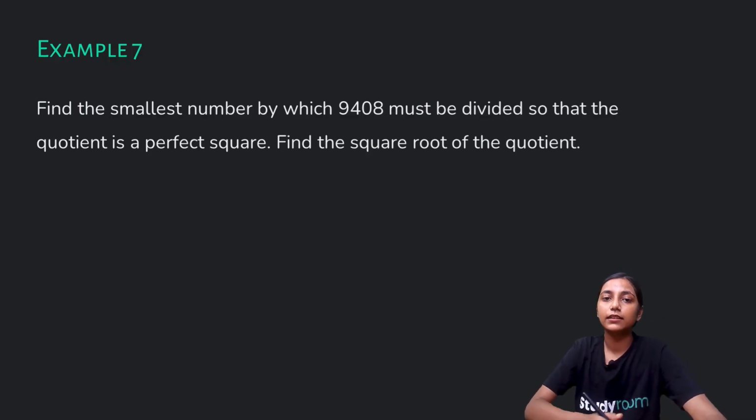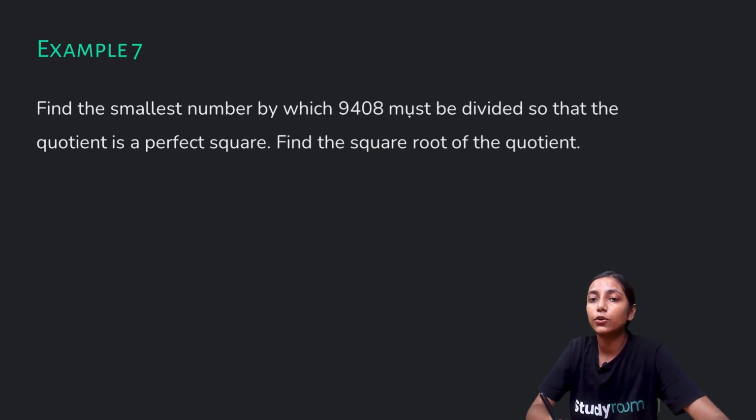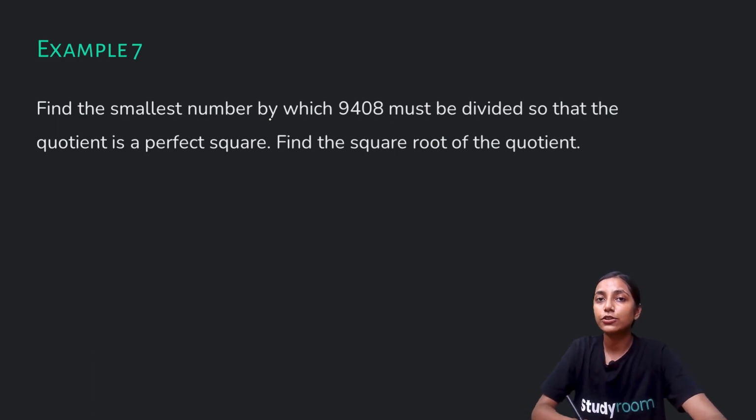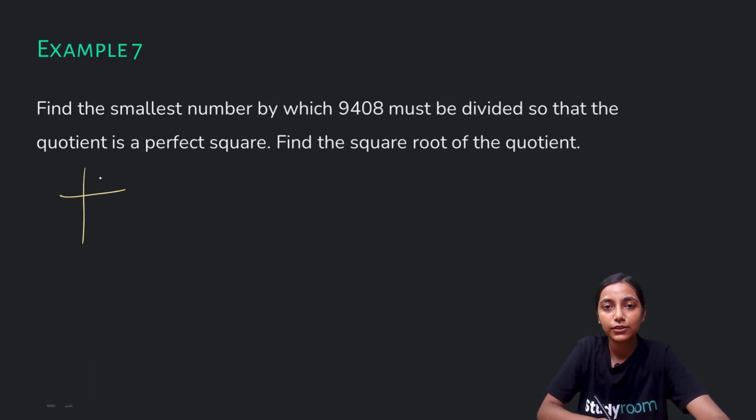Next up is: find the smallest number by which 9408 must be divided so that the quotient is a perfect square, and find the square root of the quotient. Again such a question, again the use of prime factorization.